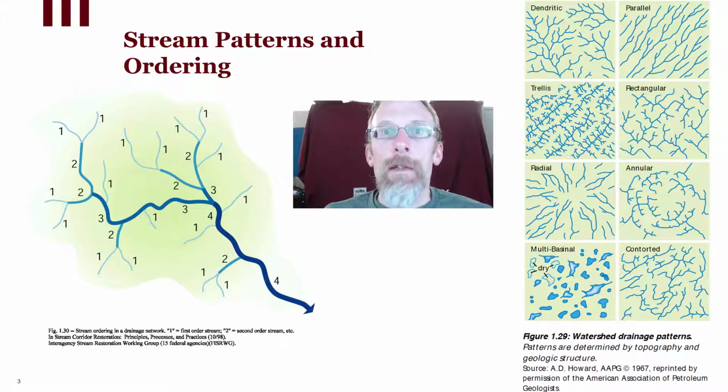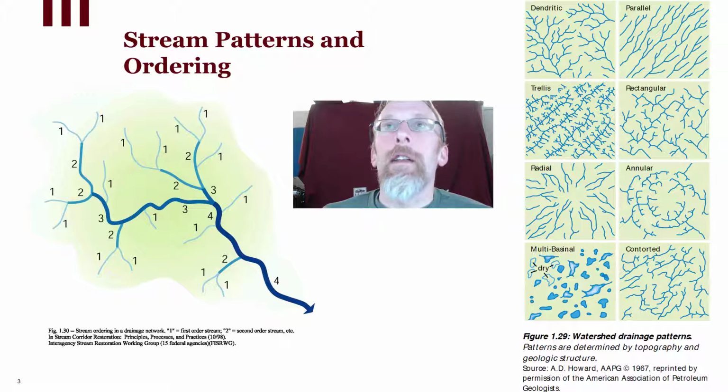And then we have some weird ones, multi-basinal. We see this in areas that are really low-lying and really flat without a lot of surface drainage. So water just sort of accumulates in a lot of different small lakes and ponds with small streams that connect them. And then contorted is another odd one. You're probably never going to see anything like that, so I'm not going to worry too much about it. Partly because I can't think of any example of how the geology causes that, to be perfectly honest.